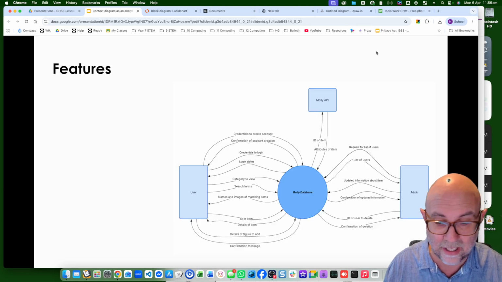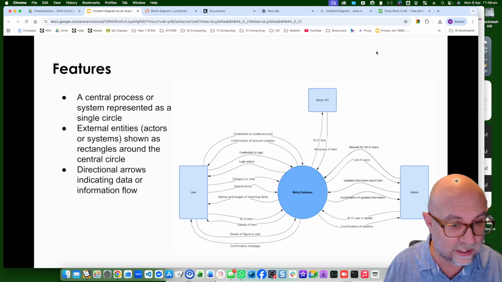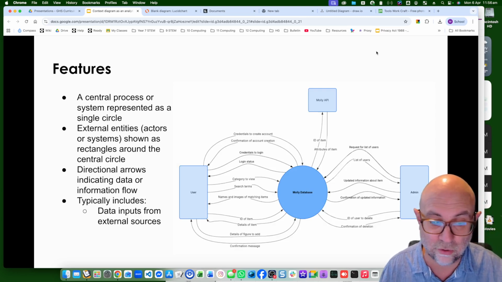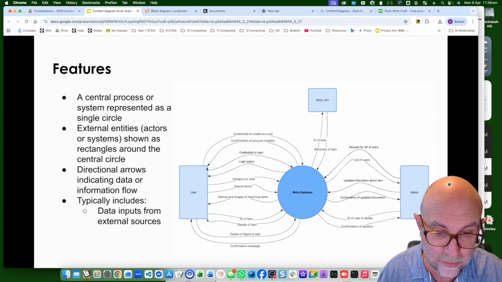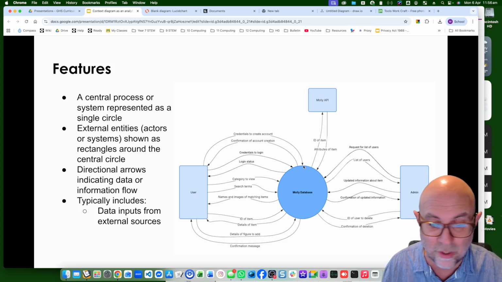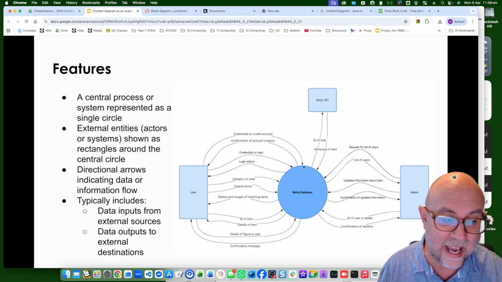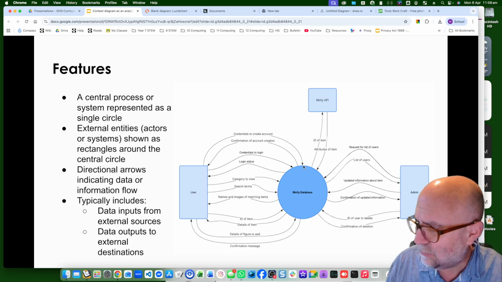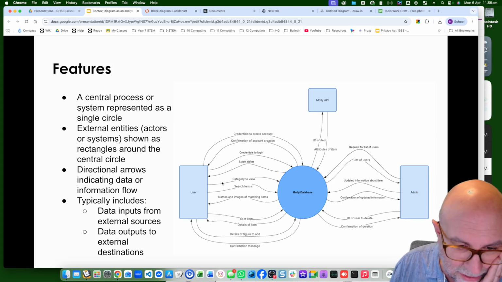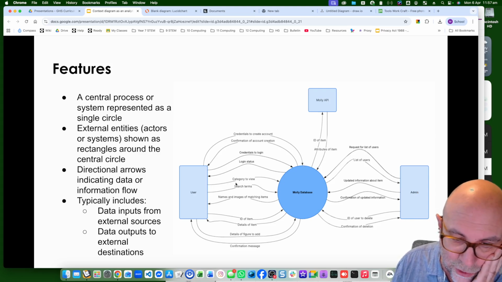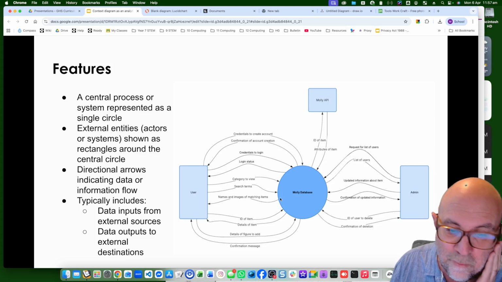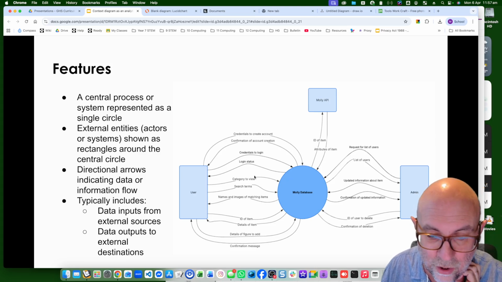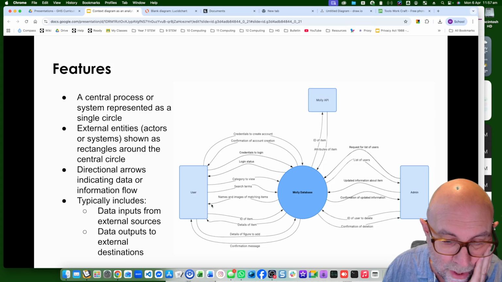So where are we? There's the features: external entities, directional arrows, and they include data inputs from external sources, and so they're the ones where it goes from the external source with an arrow pointing into the system, and data outputs to external destinations. They don't always have to have a matching pair. So for instance, I'm putting in the category to view or a search term, and I'm getting back the names and images of matching terms.